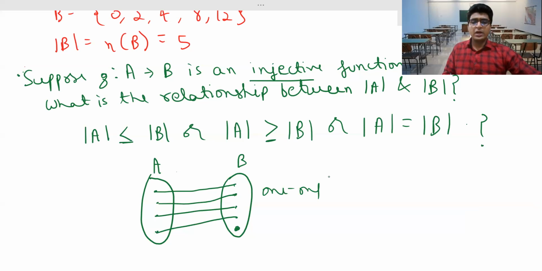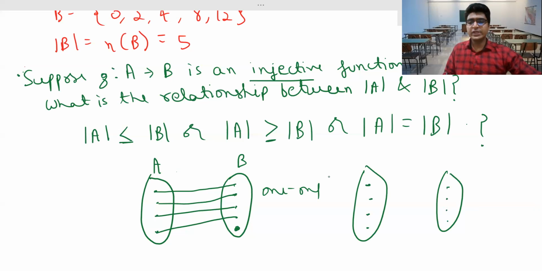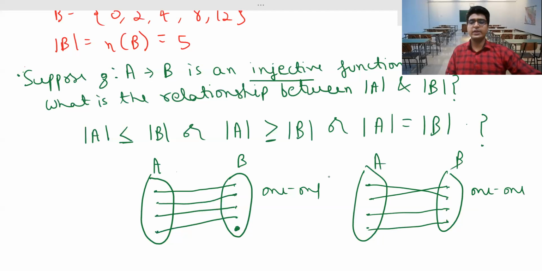Okay, what if there are an equal number of elements? So 1 2 3 4, 1 2 3 4, I can have a relationship like this. So obviously this is also an injective function. All the definitions are satisfied. Okay, this is quite clear. This is A, this is B. So equal elements is also fine. If the cardinality of A, if the number of elements of set A is equal to the number of elements in set B, then also we can have an injective relationship.